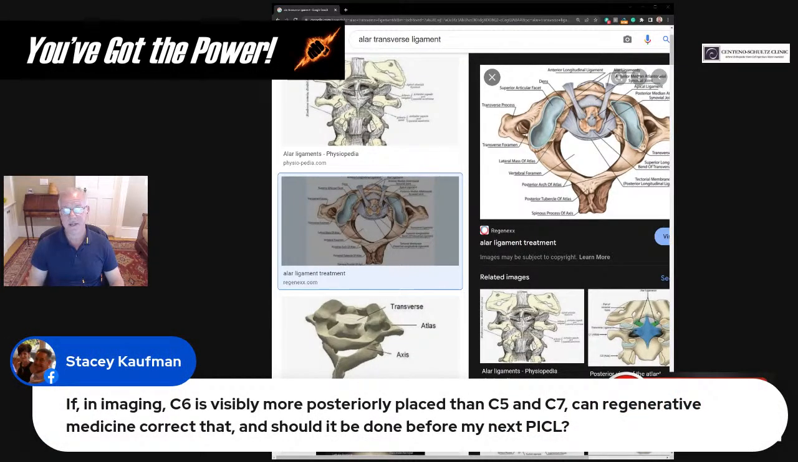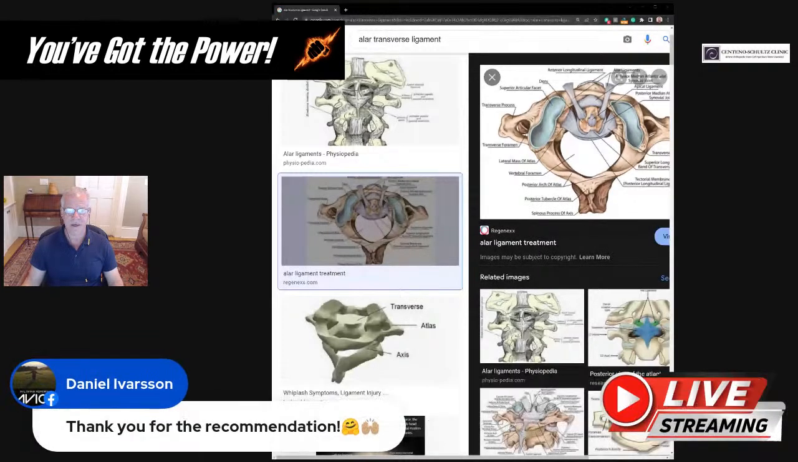Stacy, if in imaging C6 is visibly more posteriorly placed than 5 and 7, can regenerative medicine correct that? It should be done for my next PICL. Stacy, I'd have to look at the images. If there's a fixed retrolisthesis, which is what you're describing, meaning that one vertebra is back there and that doesn't change, then it may not be correctable with injections, and it may not be worth doing a fusion. If it moves around as the neck moves, then that's something that can be treated, but would probably just be treated at the same time as the PICL, not during a separate treatment.